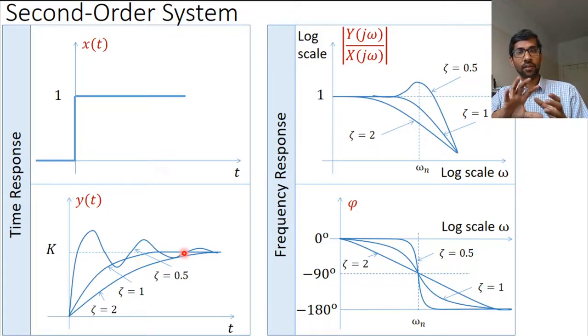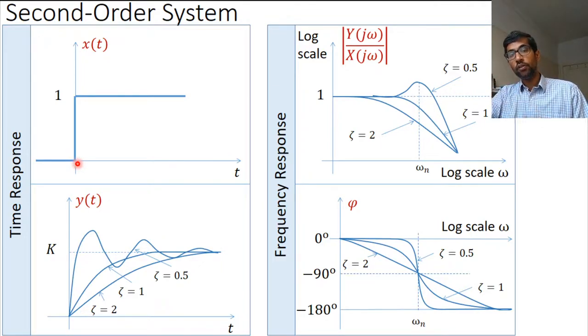Let me summarize that. If you have a damping ratio of greater than 1, you have no oscillations, you just have a slow rise and you go to the final value. If you have a damping ratio of less than 1, you have a very fast rise, and then you have these oscillations, and then you settle down at your final value. So that's the response to a step input.